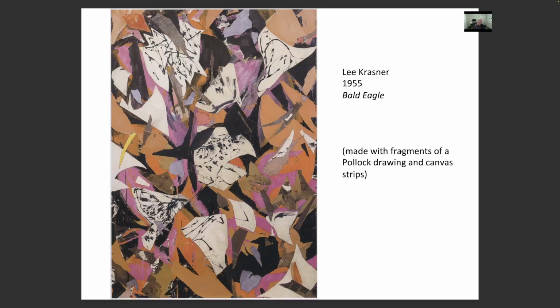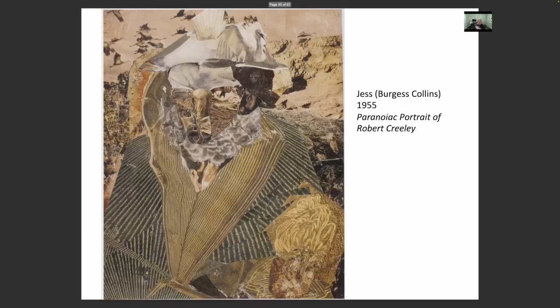This is Lee Krasner, Bald Eagle. Lee Krasner was married to the famous abstract expressionist painter Jackson Pollock. Jackson Pollock made these splatter paintings. We can see these splatter paintings right here because this is a collage that Lee Krasner made by literally ripping up one of Jackson Pollock's drawings. So if you're ever mad at your partner and your partner is an artist, get some revenge by ripping up one of their drawings and making it into your drawing.